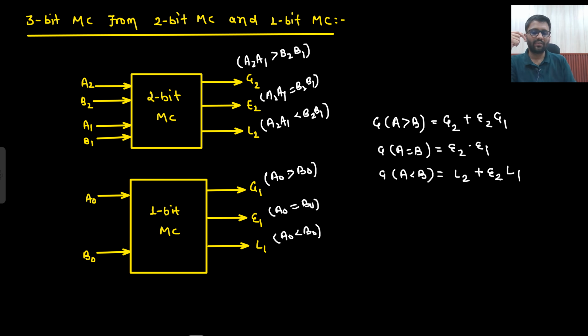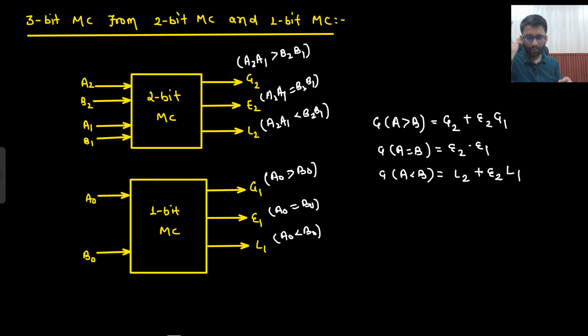So without even writing down these outputs, A2 A1, B2 B1, or A0 B0, you should be able to write down this final expression. If G2 is there, then all over. Or if E2 is there, then G1 should be there. For equal, E2 and E1 both should be there. For lesser, if L2 is there, all over. Or if E2 is there, then L1 should be there. This is how you will write down the final expression.